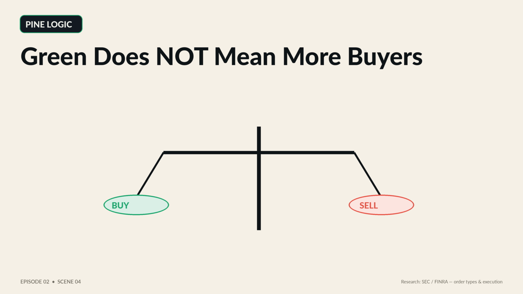First misconception: a green candle does not mean there were more buyers than sellers. Every executed share has both. If 1,000 shares trade, 1,000 were bought and 1,000 were sold. What can differ is which side demanded immediate execution.